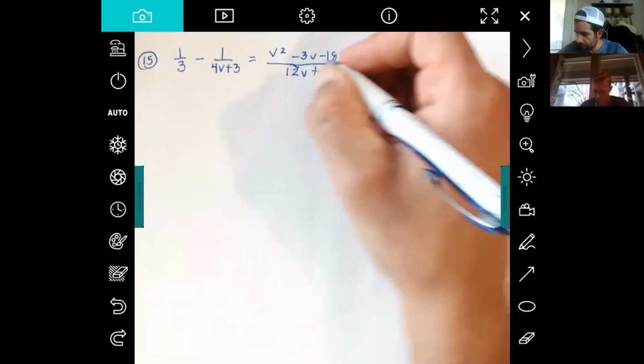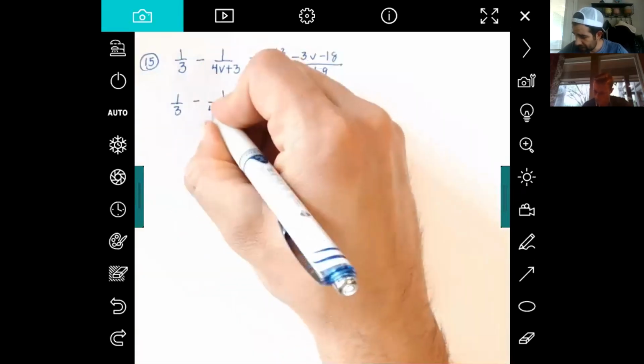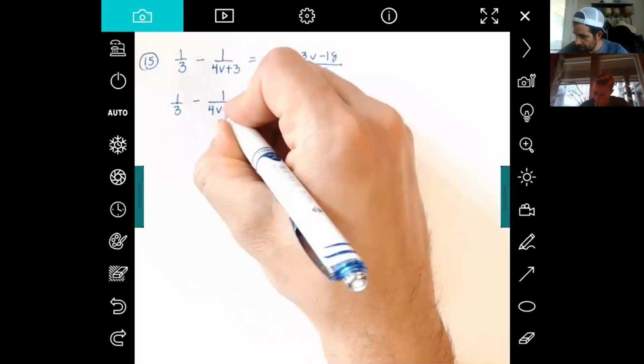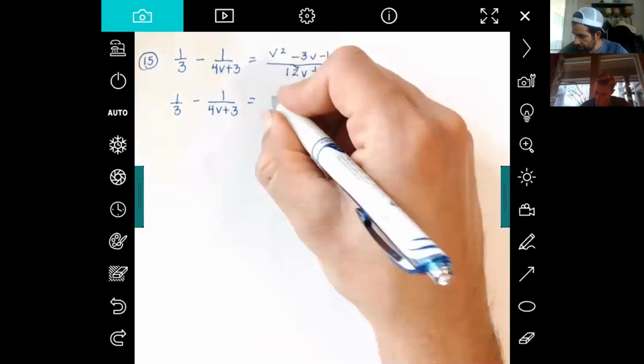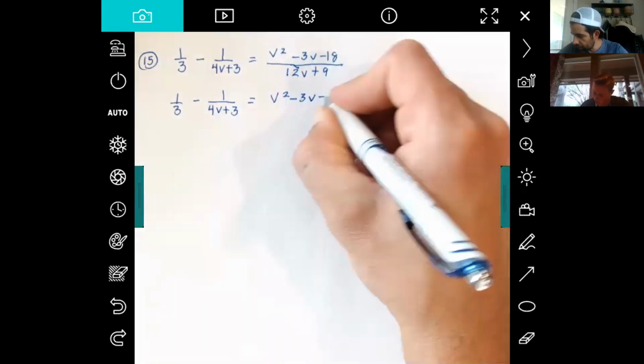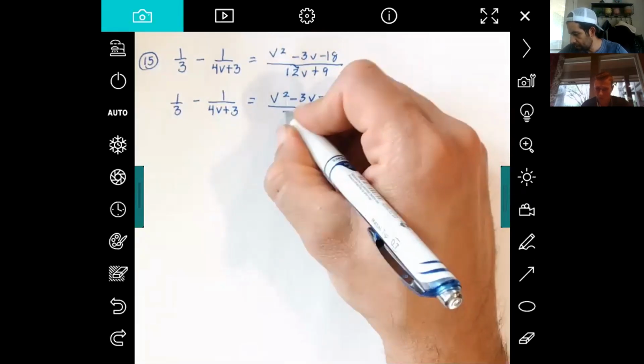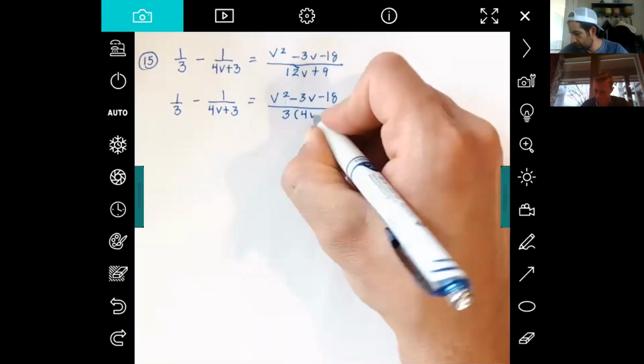So step one is to factor the denominators. There's nothing I can factor here, so I'm going to leave that alone. The numerators, leave them alone. You don't have to do anything with that. On this one, I only have a common factor of 3. So this is 4v plus 3.